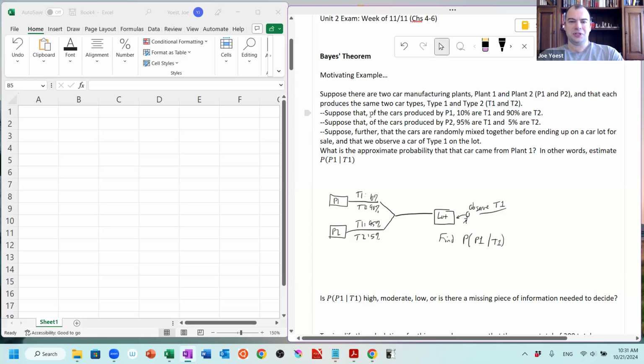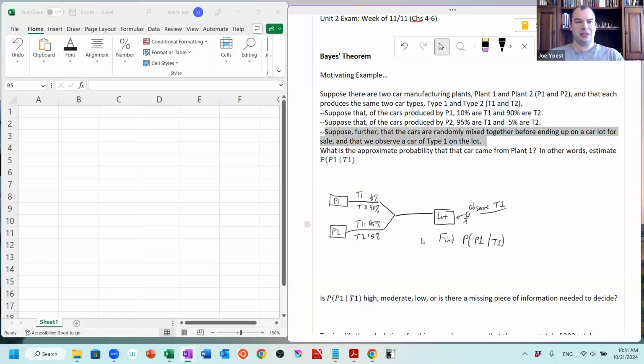Then suppose that of the cars produced by plant 1, 10% are type 1 and 90% type 2, and of the cars produced by plant 2, 95% are type 1 and 5% type 2. And suppose that we have cars coming off these two assembly lines at these two plants, two different types of cars. They get essentially mixed together, and they end up getting sent to a car lot.